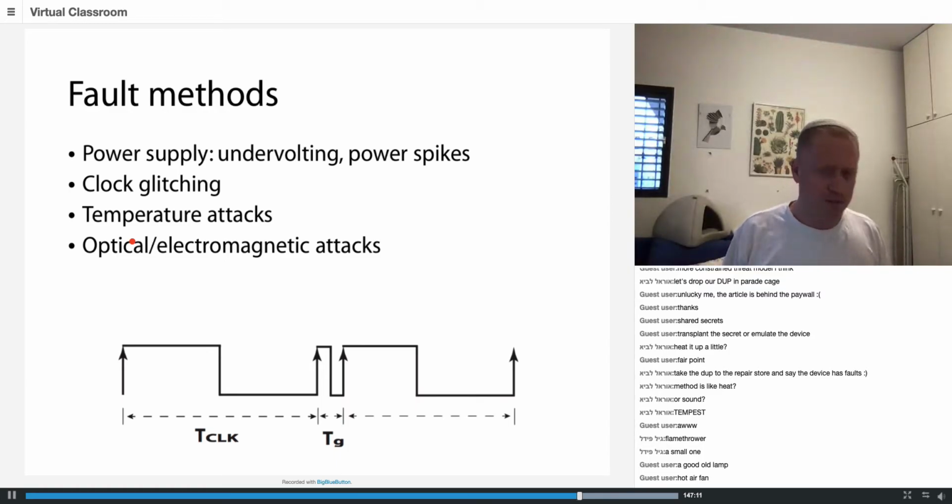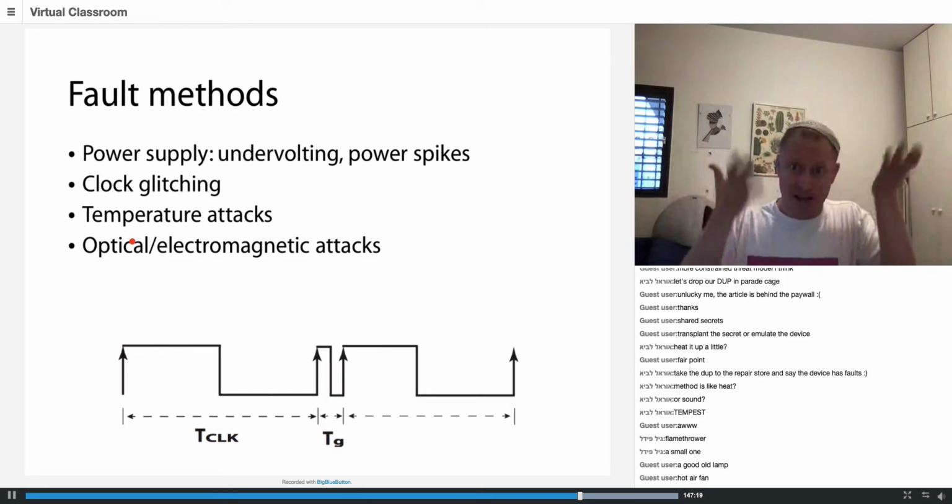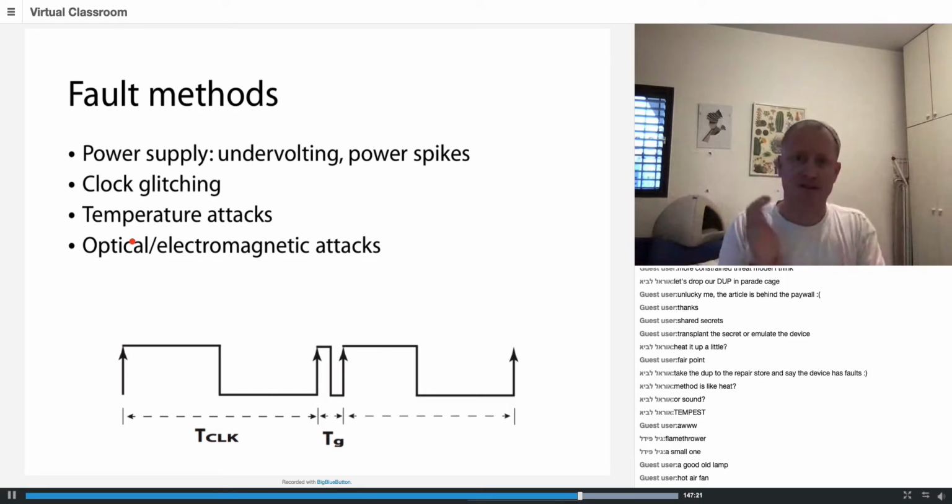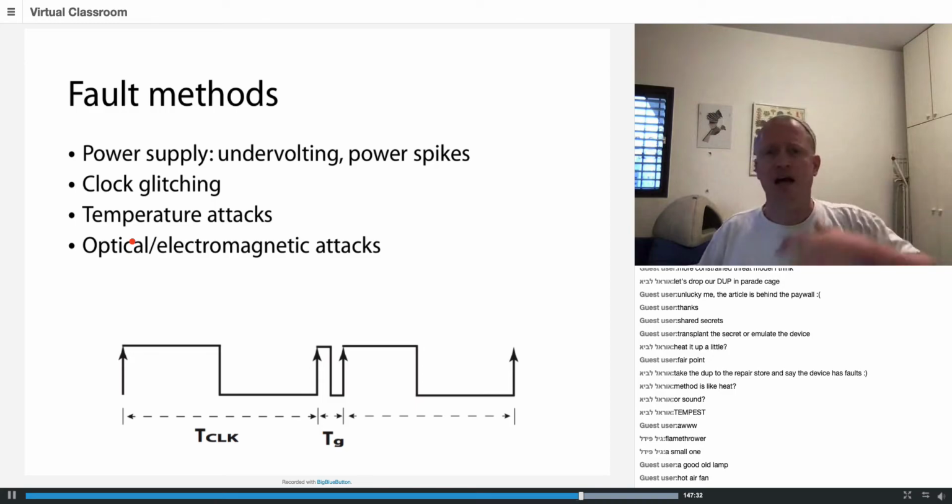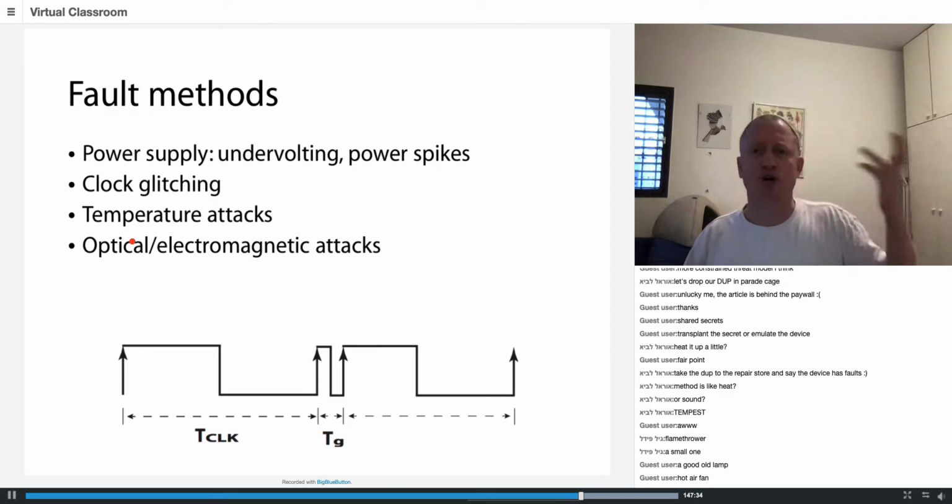And why are temperature attacks fault attacks? Because electrons like to jump, and the hotter it is, the more they like to jump. Very basic physics. And if they jump too fast, they are going to change the states of logic elements in the device. Again, you're going to get some bits flipping, and the program is going to do all sorts of crazy stuff.